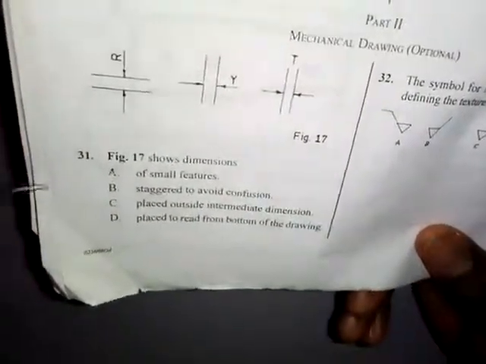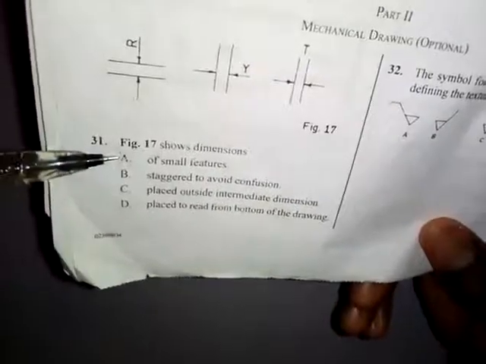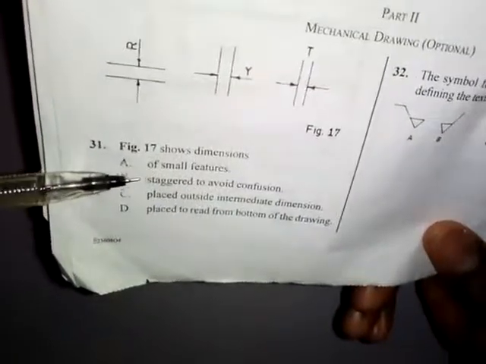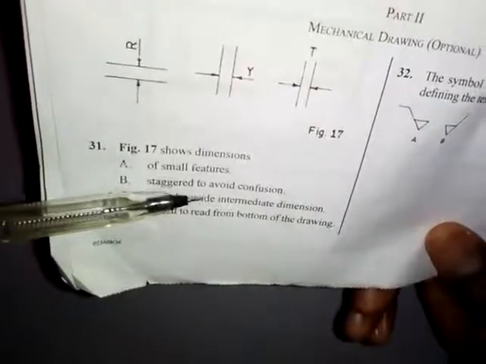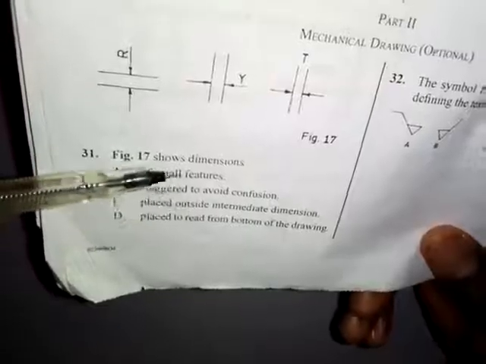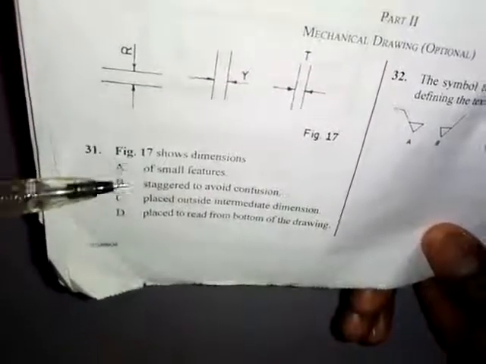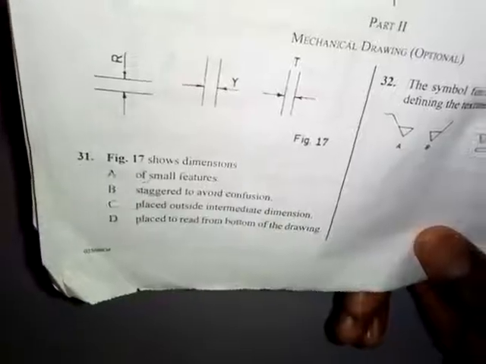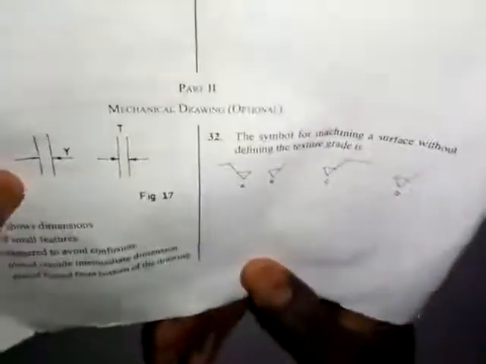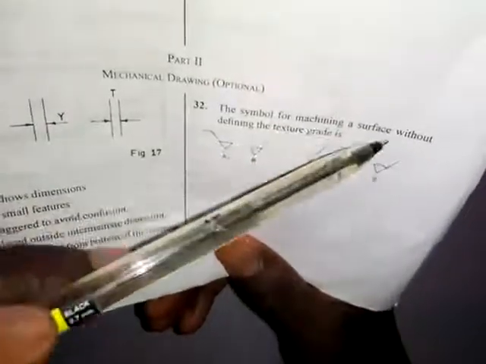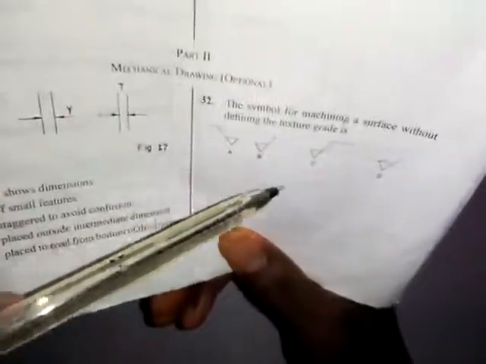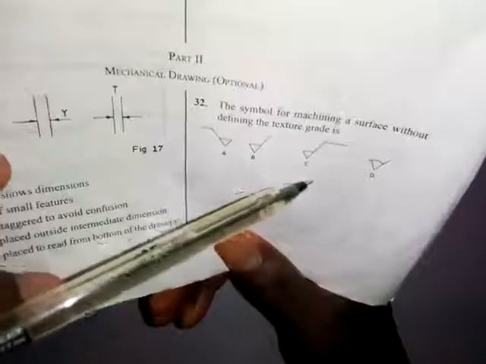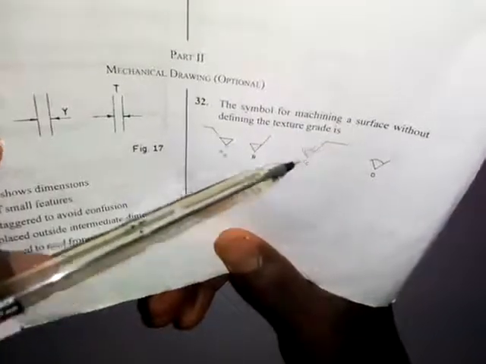It also starts from question 31. Here we have figure 17, which shows dimensions of small features. That is option A, the correct answer. Question 32. The symbol for machining a surface without defining the texture grade, the answer is option C. So this is the correct answer.